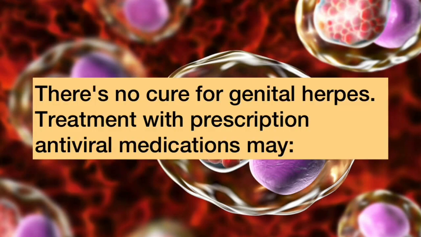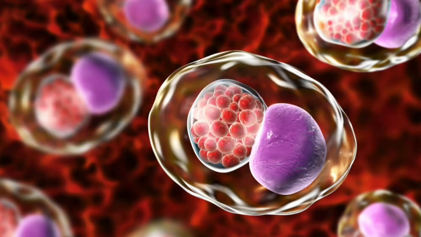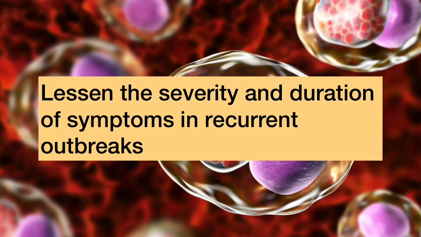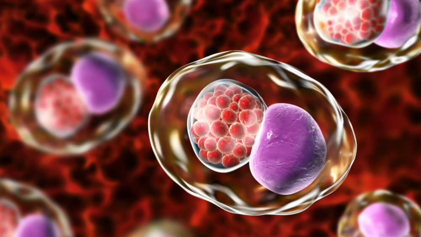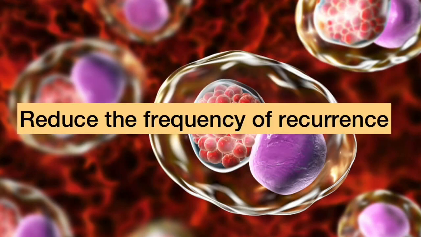There is actually no cure for genital herpes. Treatment with prescription antiviral medications may help sores heal sooner during an initial outbreak, lessen the severity and duration of symptoms in recurrent outbreaks, minimize the chance of transmitting the herpes virus to another, and reduce the frequency of recurrence.